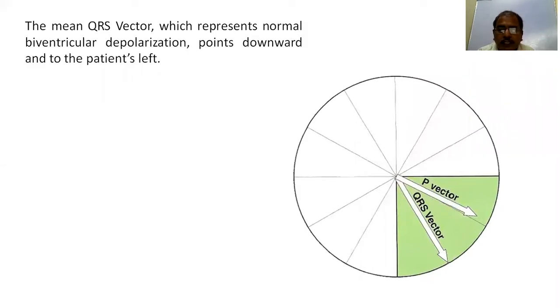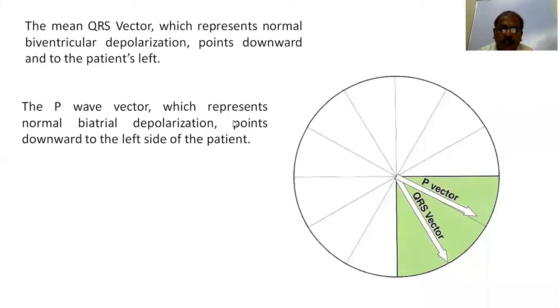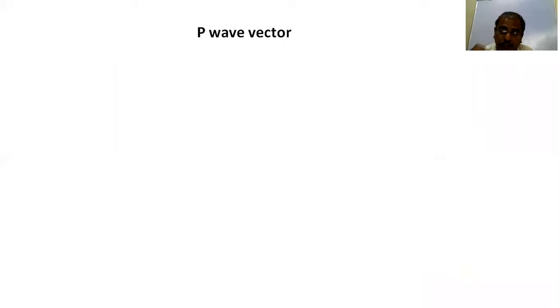Similar to the QRS vector, there will be one P vector again. The mean QRS vector, which represents normal biventricular depolarization, points downwards and to the patient's left. Similarly, the P wave vector, which represents your normal biatrial depolarization, points downward to the left side of the patient. So both the mean P vector as well as the mean QRS vector point downward and towards the left side of the patient.